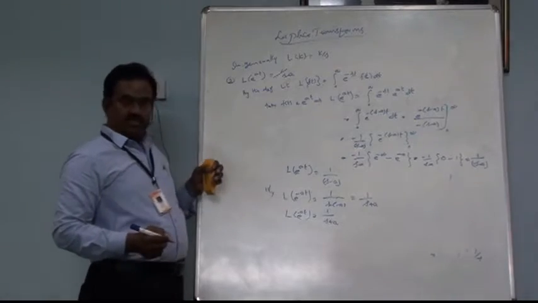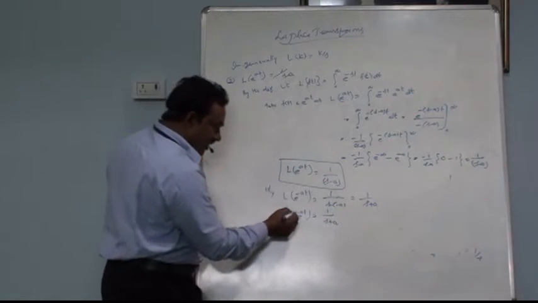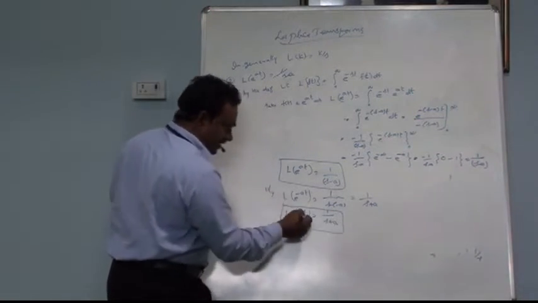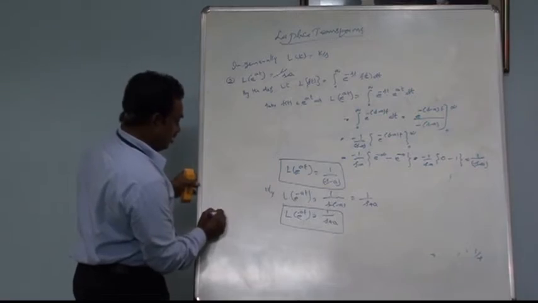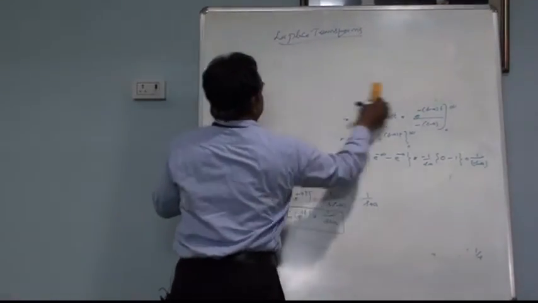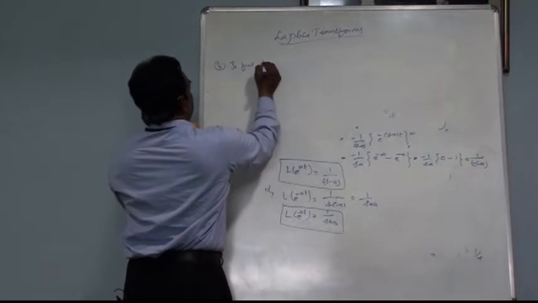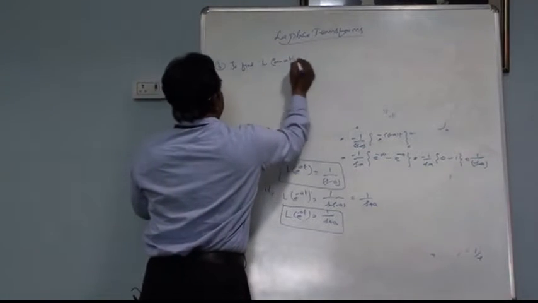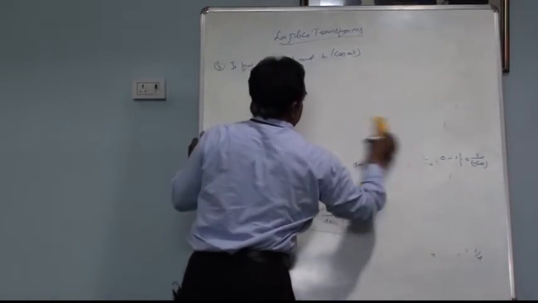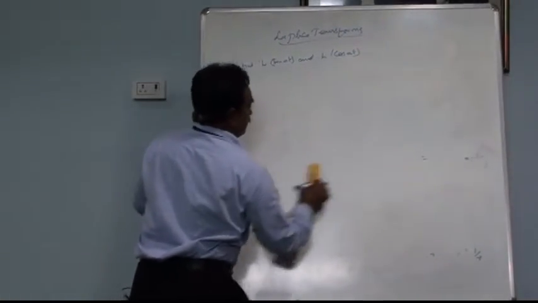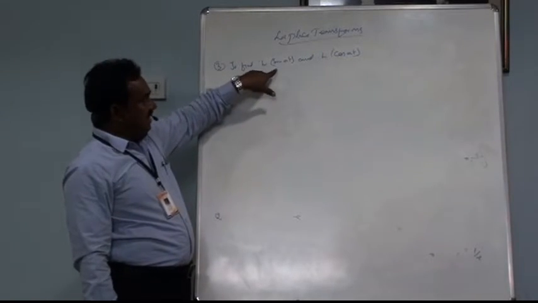Now, the results are finally L of e power at is equal to 1 by s minus a and L of e power minus at is equal to 1 by s plus a. These are the two important results. Okay. Next, the third one is to find L of sin at and L of cos at. Now we are going to find the Laplace transformations of sin at and cos at.